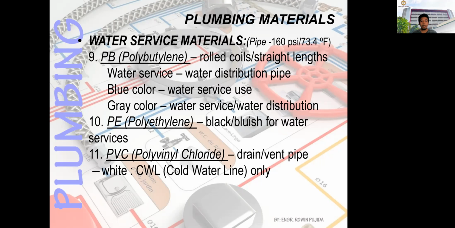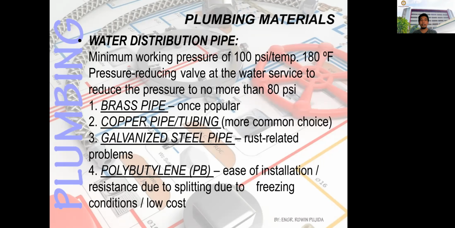Okay, and then number 11, that is the PVC. That is the most commonly used pipe for drainage and vent pipe. The color for that is orange. And sometimes if that is used for cold water line, the color of that is white. So for pipes class, if you are to determine what material is carried in that pipe, it depends on the color.